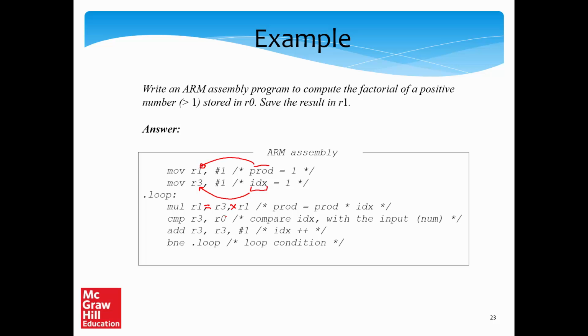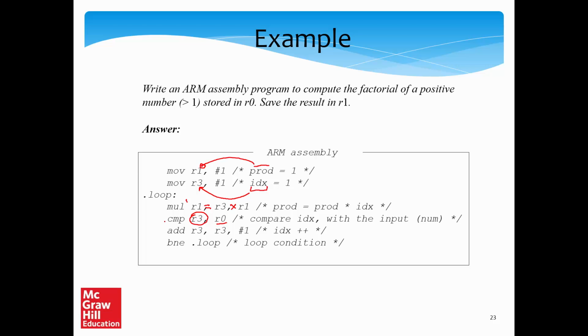Then I compare the index with the input number. So the index is in R3 and the input is in R0. So I just compare idx with the input, with R0. And then what I do is that I increment the index, so I do idx plus plus.